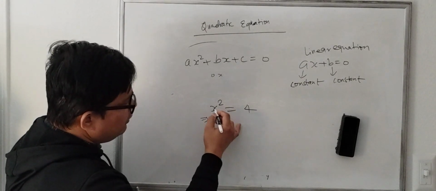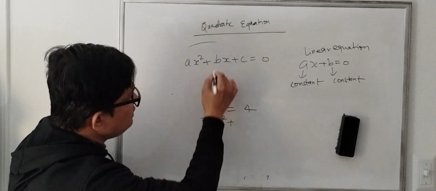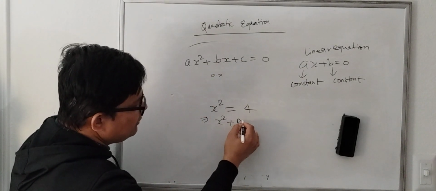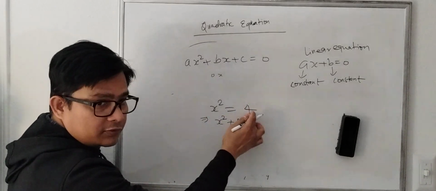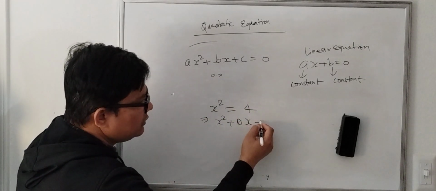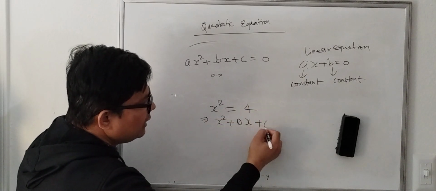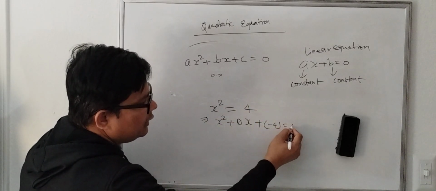You will do this thing. Okay, x square, b is 0, 0 times x, because there is no x term in this one, and I'll bring this 4 to the left hand side. So if I bring this plus 4 to this side, this will become minus 4 is equal to 0.